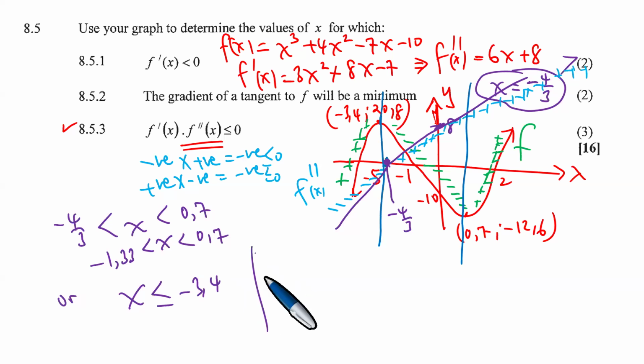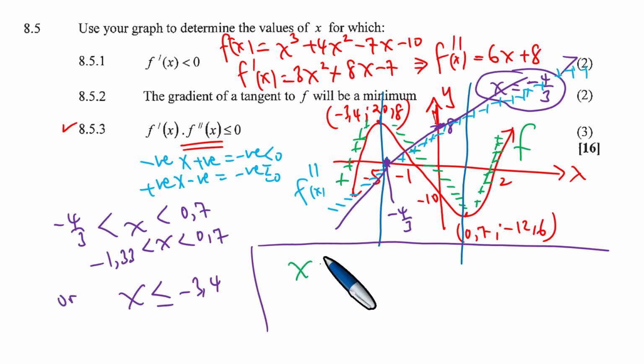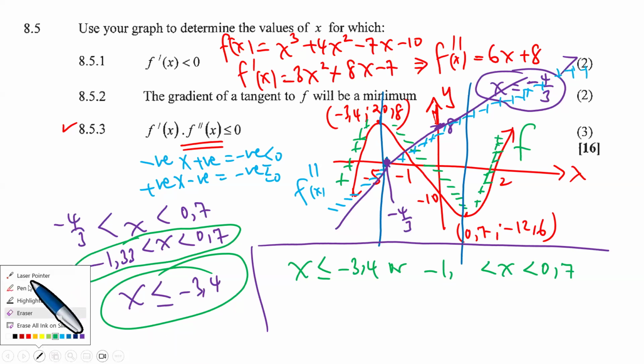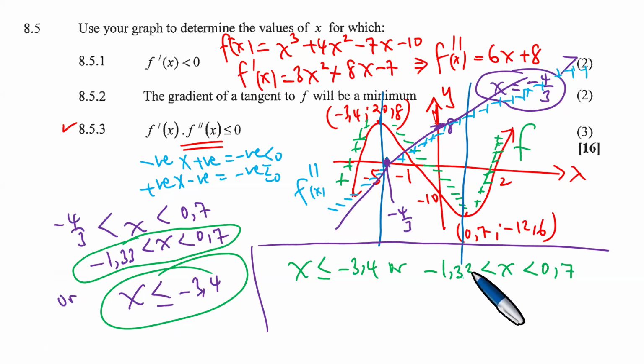So there are two answers to this particular question, and they are as follows. It is x less or equal to minus 3 comma 4, or we have this one as well. Or that one. So we also have minus 1.33 less than x less than 0.7. Okay, so you just look at that one, it is exactly 33 here.